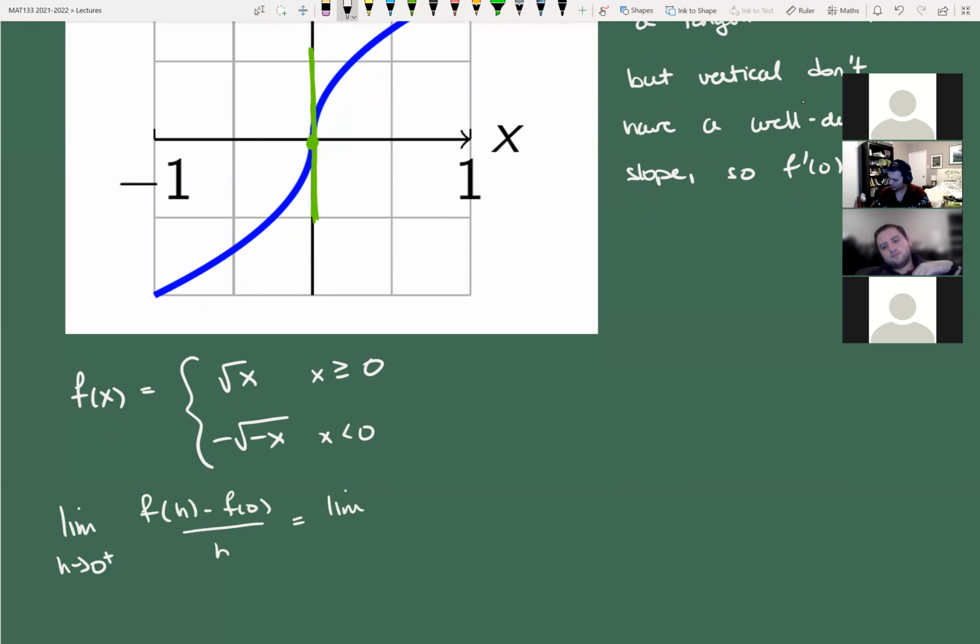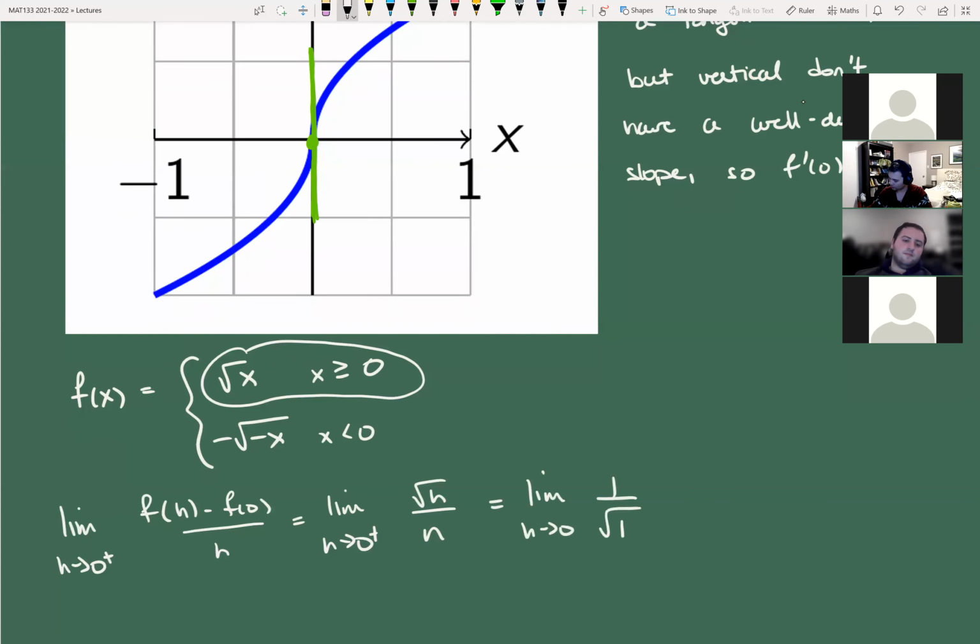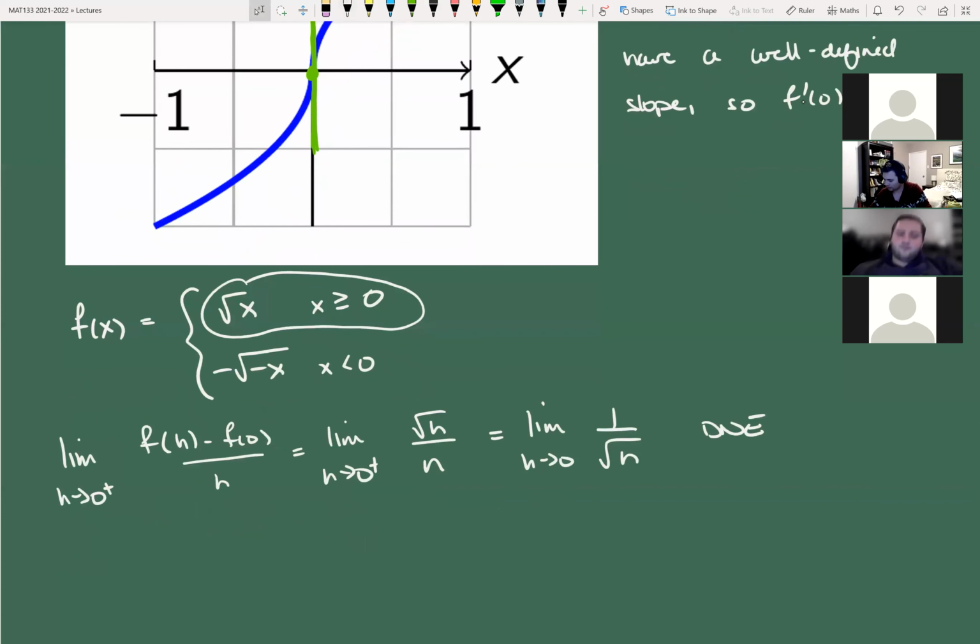If we do that, as we approach 0 from the right, we're in this regime, so we get the square root of h divided by h. That's the limit as h goes to 0 of 1 over root h, and that doesn't exist. We'd be done even just from this one side, but if you wanted to do the other side, it would be the same sort of thing: the limit as h approaches 0 from the left.